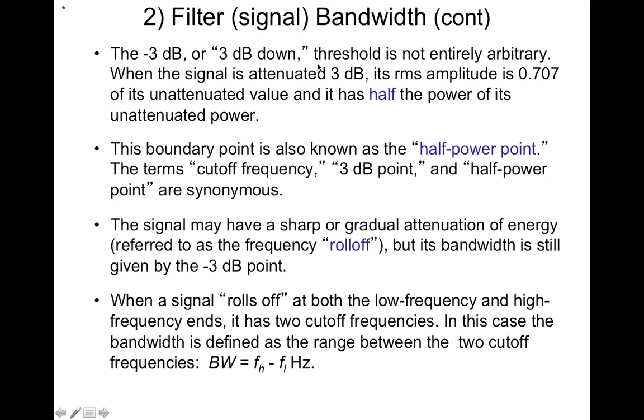So this 3 dB down threshold, as we said before, has an amplitude of 0.707 when it's not attenuated, and so that would be half of the power of the unattenuated power. So that's sometimes known as the half power point, cutoff frequency, 3 dB down point, etc. The signal can have either a sharp or a gradual attenuation of energy, but its bandwidth is still given by the 3 dB down point. And once again, when it rolls off at both low and high, then it has two cutoff frequencies, and the bandwidth is defined as the range between the two frequencies.